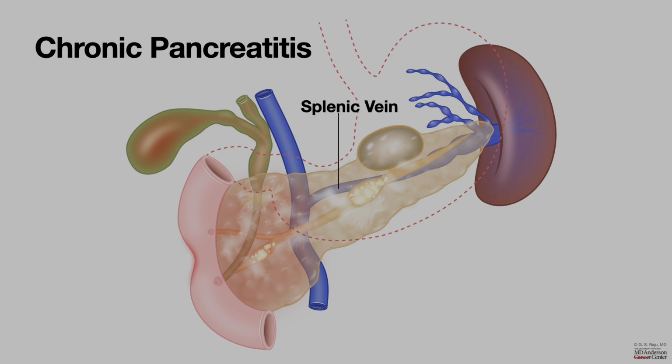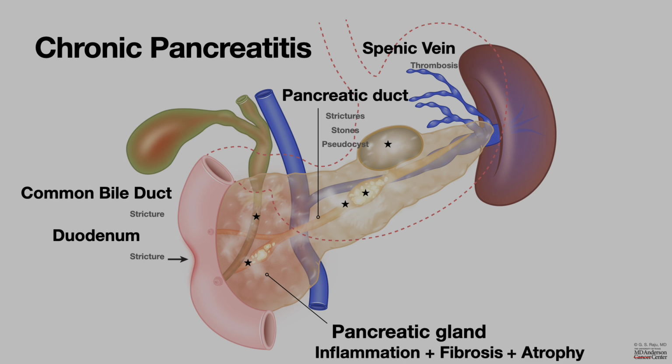You see that the splenic vein is close to the pancreas. That can get inflamed and result in thrombosis or a clot. And when there is a clot, you develop bypass routes, and those bypass routes could lead to gastric varices. So we've learned a lot about the anatomy of the bile duct and also the anatomy of the pancreas and various pathology that one can encounter.